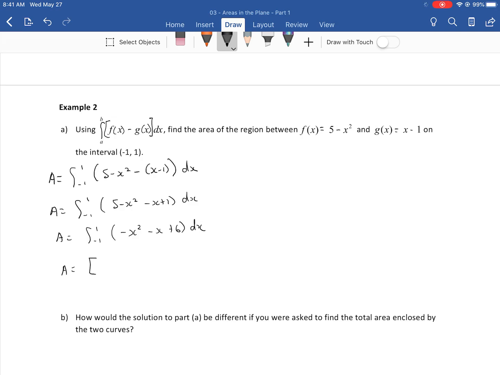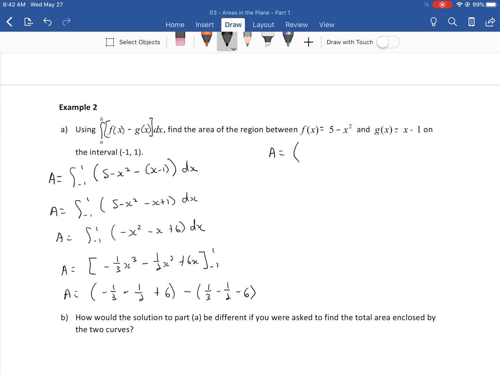Antiderivative. Let's see, negative 1/3 x cubed minus 1/2 x squared plus 6x. And I've got to evaluate that between -1 and 1. So let's see, plug in 1, I get negative 1/3 minus 1/2 plus 6. Second one, okay, when I put a -1 into this one, I get negative, so that's a 1/3 in that second bracket. And when I put -1 in there squared, I get positive, so I get negative 1/2, and I guess a -6.